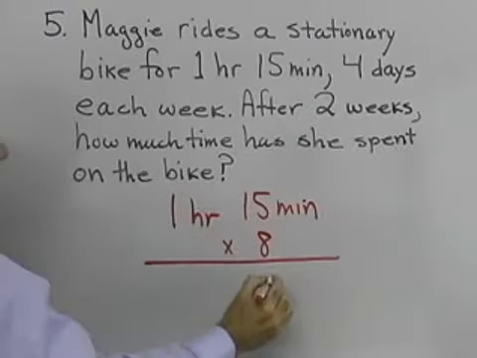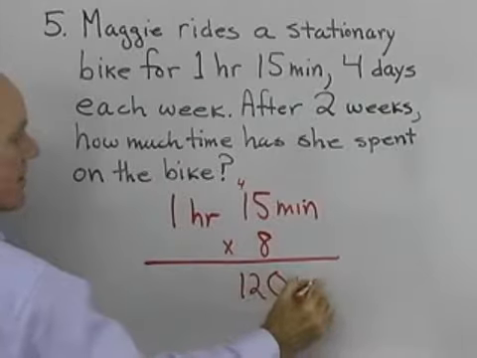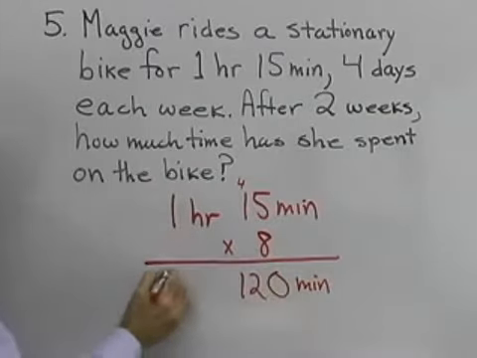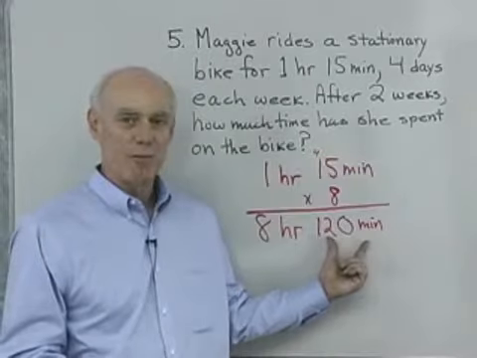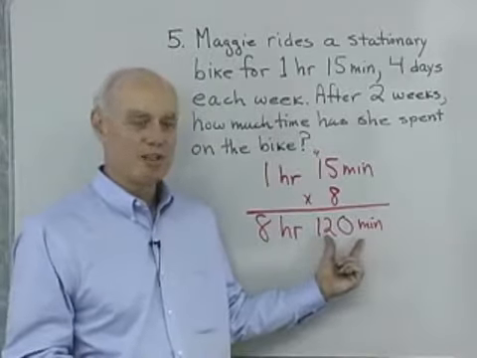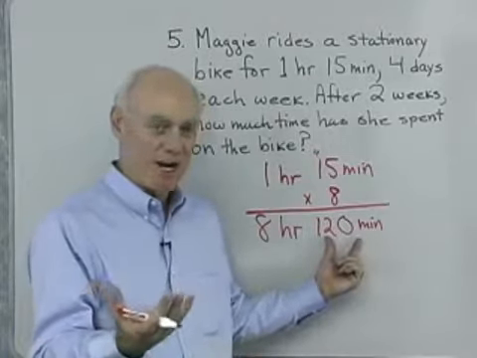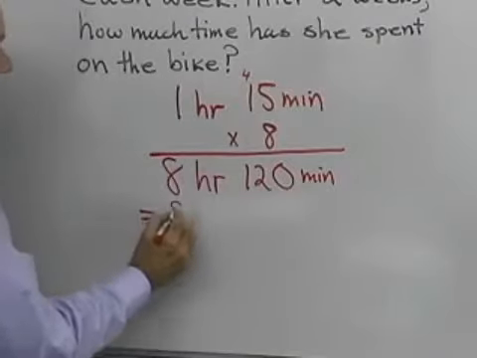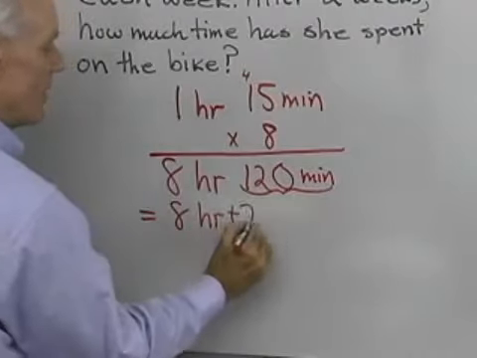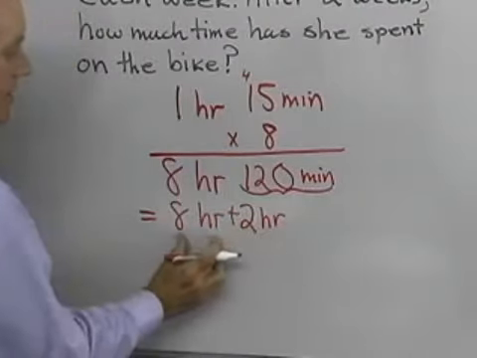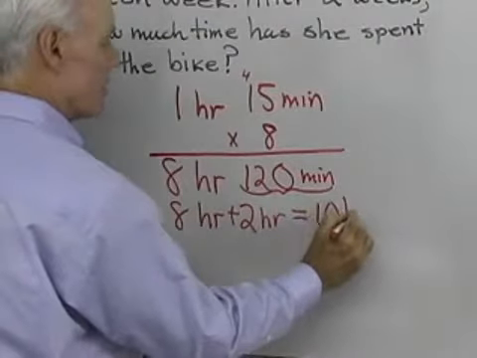Okay, 8 times 15, let's see, 8 times 5 is 40. So that's 120 minutes. And then 8 times 1 hour is 8 hours. Okay, so I have 8 hours, 120 minutes, or 8 hours plus 120 minutes. Well, I know there's 60 minutes in every hour, so 120 minutes must be another 2 hours. So this is 8 hours plus this is 2 hours. Now I have the same units here, so 8 hours plus 2 hours is going to give me 10 hours.